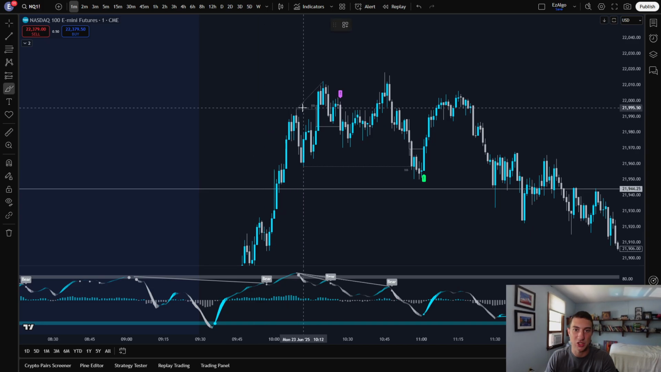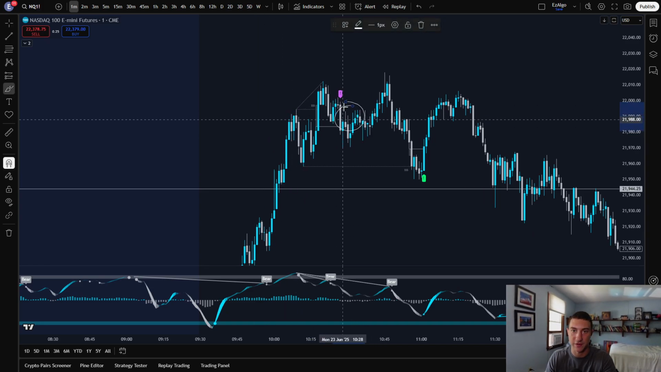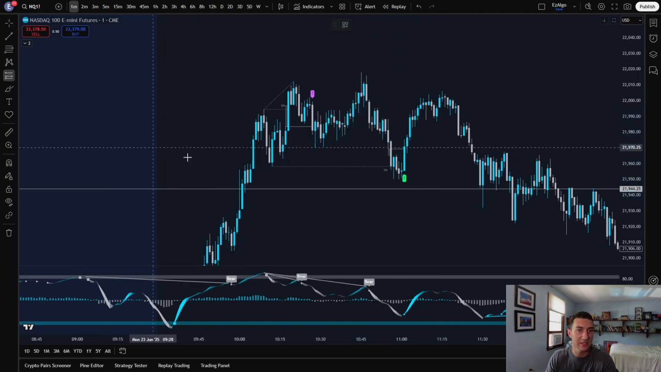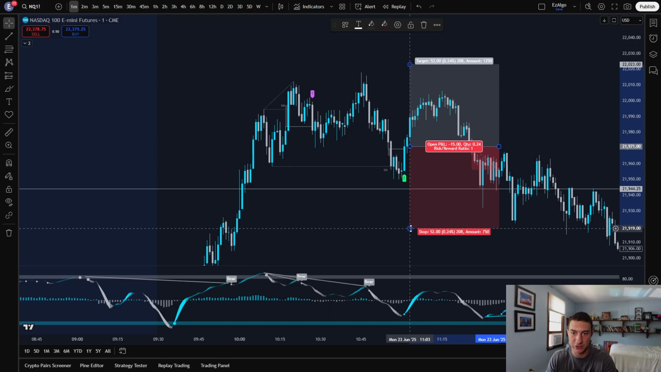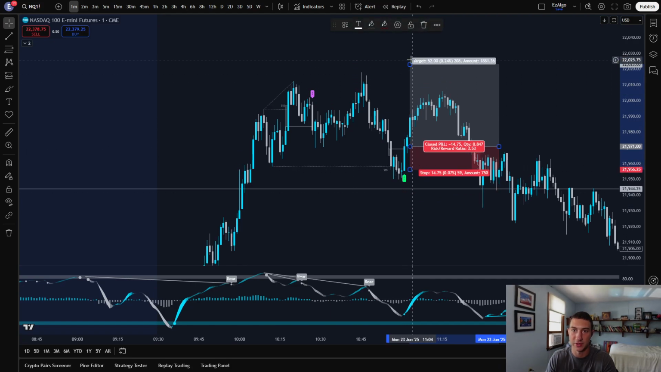Again, we had a sweep of liquidity here into an inverse fair value gap. Same thing down here, right? Sweep of liquidity into an inverse fair value gap. Okay, this would have been a stop out. And this long position here would have been a break-even trade. I probably would have put my stop loss below this low.